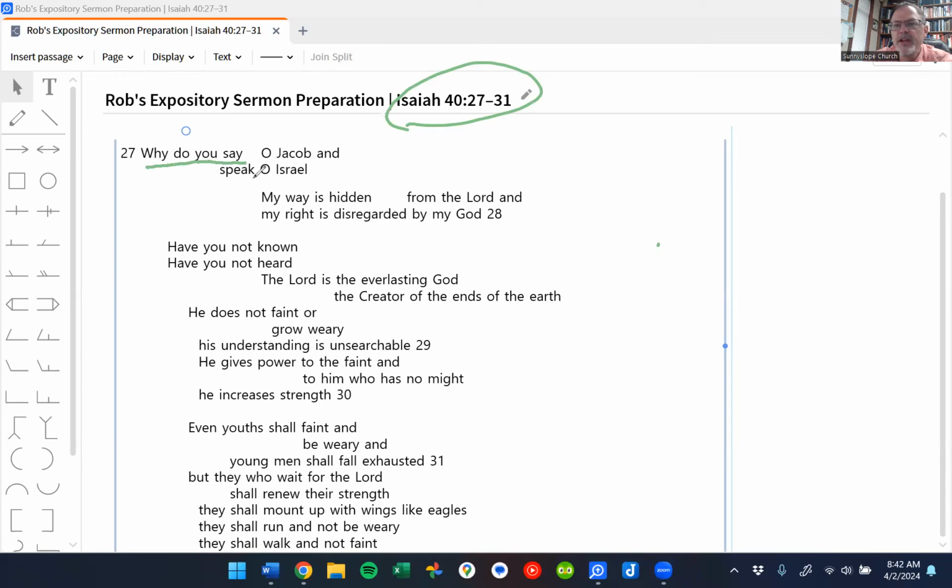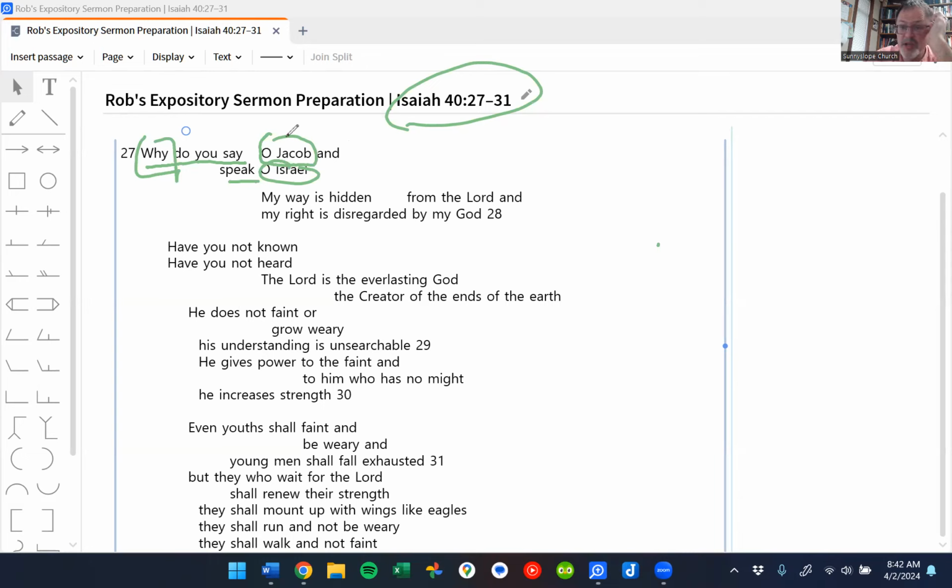So, why do you say and speak? You can see that's a repetition there. That's classic Hebrew poetry, where it repeats the same thing in two phrases back to back, but changes a slight detail here. So Jacob and Israel. It's really a way of saying the same thing twice for emphasis. So we know already that God is the one speaking here. The prophet is speaking as if in God's voice, and God's addressing his people, asking them a question. Why do you say and why do you speak?